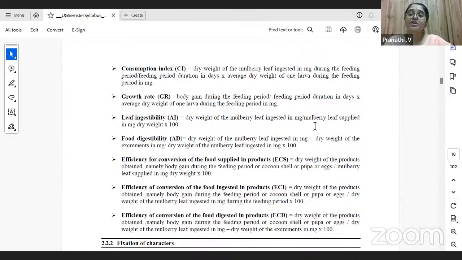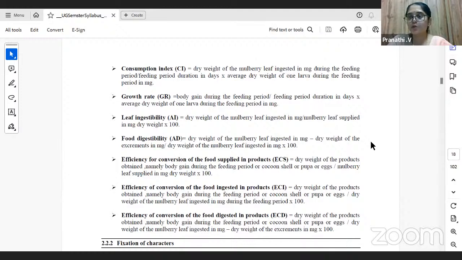And then, how much of the mulberry leaf is ingested. So this is your leaf ingestibility. That is equal to the dry weight of the mulberry leaf ingested in milligrams, divided by the dry weight of the mulberry leaf supplied in milligrams, into 100. It's a percentage.